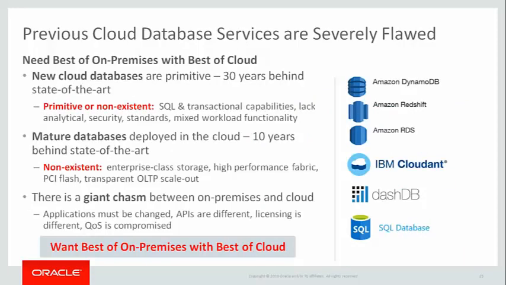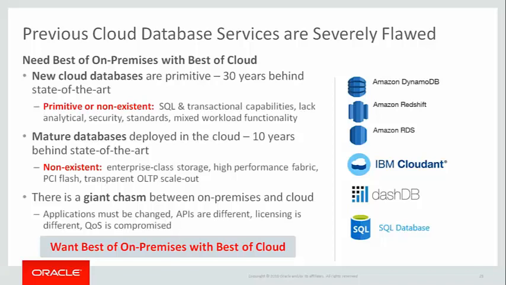So for some of the competition and some of the cloud services that exist today, there are two types of cloud services. One is based on established database vendors, and the other is relatively new. Let's talk about each of them one by one. The new cloud databases are very, very primitive in terms of their technology strength. Primitive because they have none or very little SQL and transaction capabilities. They lack security, analytical security standards, and mixed workload functionality.